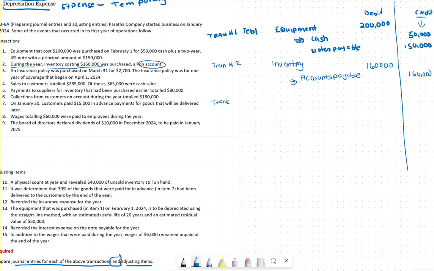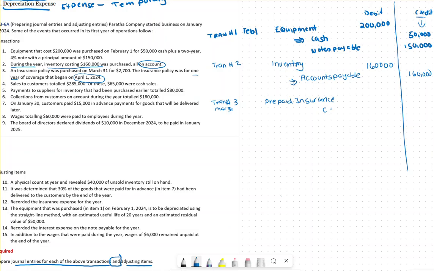Now transaction number 3, what happened? We purchased on March 31st, so we need to pay attention to the dates. What did we buy? We bought an insurance policy for 1 year, and the insurance is expiring in 2024. So we bought insurance in advance. If you bought it in advance, you could call it prepaid insurance or a prepaid expense. So I will debit my prepaid insurance.